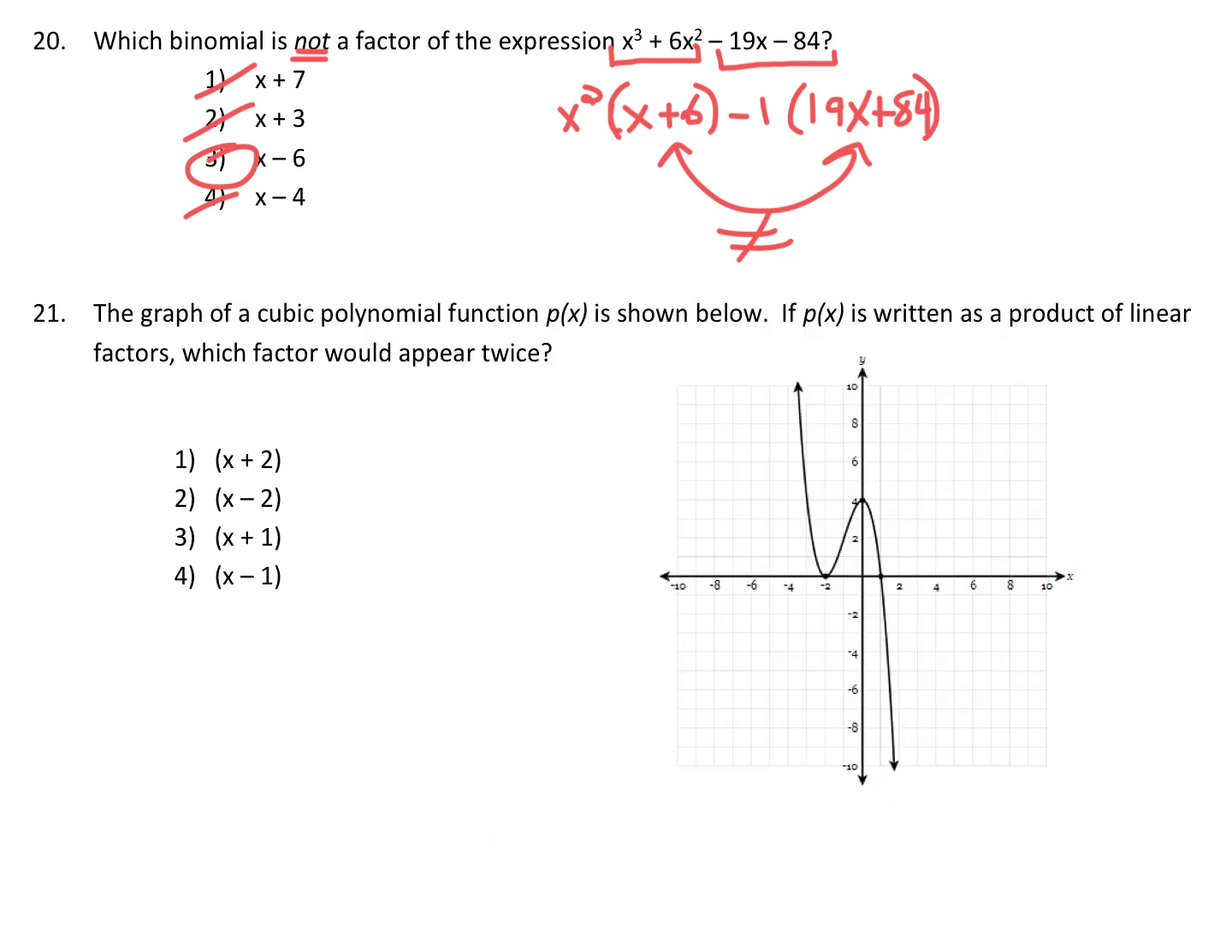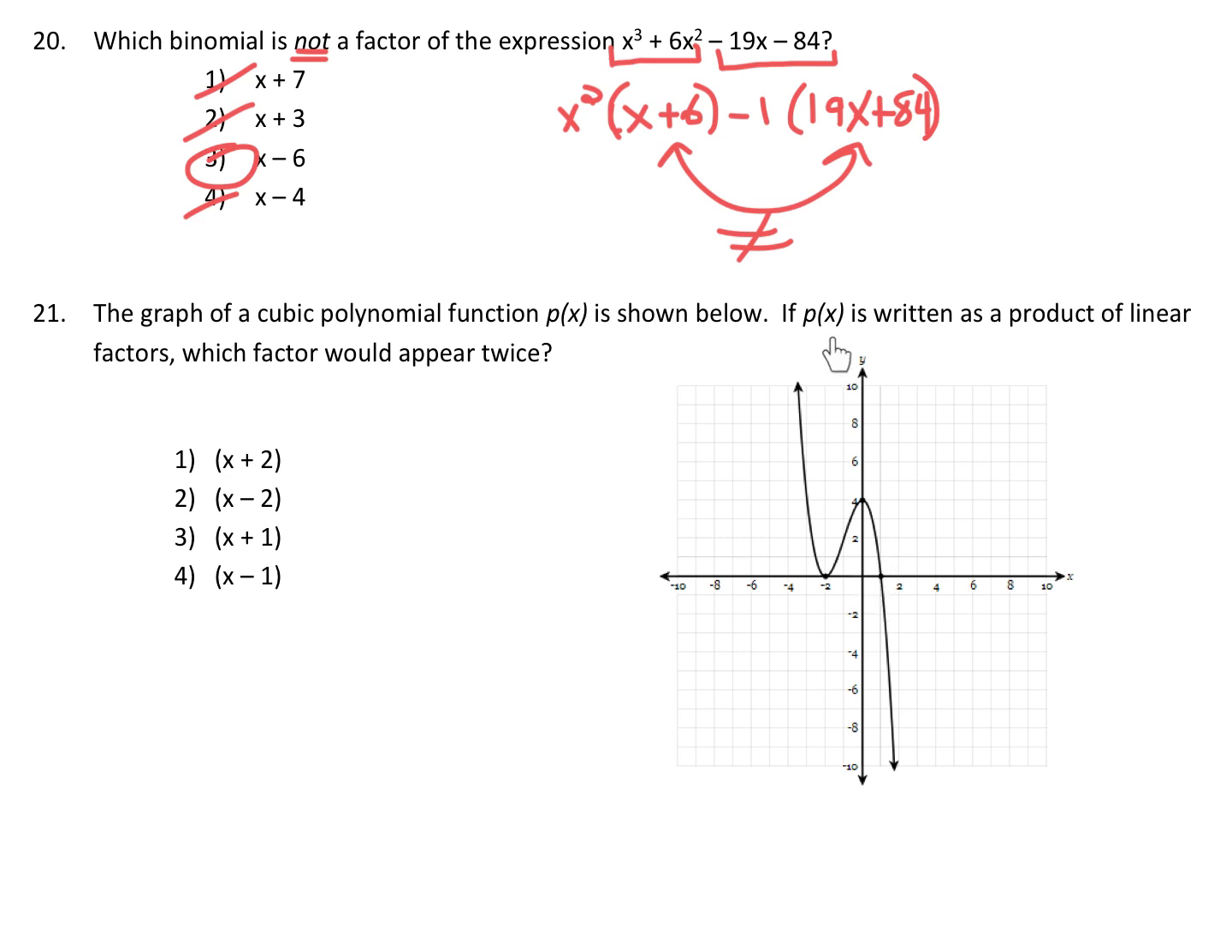All right, number 21. So the graph of a cubic polynomial function, p of x, is shown below. So here we go. All right, I just want to point out, we could see that we have zeros at negative 2 and at positive 1. So that means we would have factors at x plus 2 and at x minus 1.